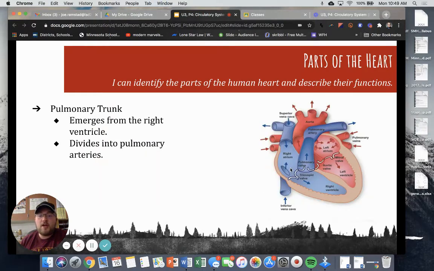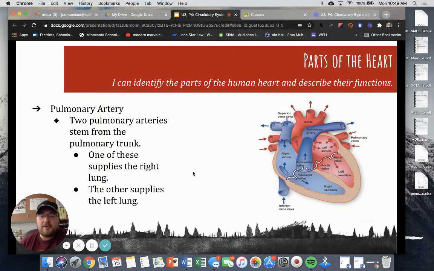Our next one is our pulmonary trunk. This emerges from the right ventricle. Remember, ventricles are towards the bottom, and this divides into our pulmonary arteries. Two pulmonary arteries stem from the pulmonary trunk. One of these supplies the right lung with blood. The other supplies the left lung.